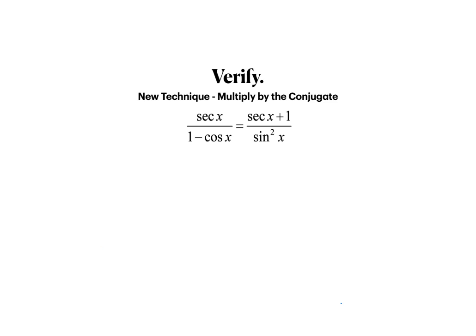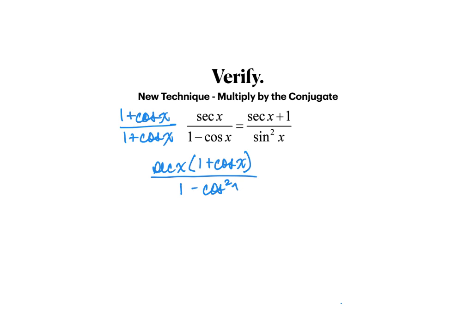Now I'd like to prove this next identity using a new technique called multiplying by the conjugate. And this is how this works. I'm going to work on the left-hand side, and I'm going to multiply by 1 plus cosine of x over 1 plus cosine of x. That's the conjugate for that denominator. And I'll explain why I'm doing this in a moment. So I would get secant of x times the quantity 1 plus cosine of x. And in my denominator, I get 1 minus cosine squared x.